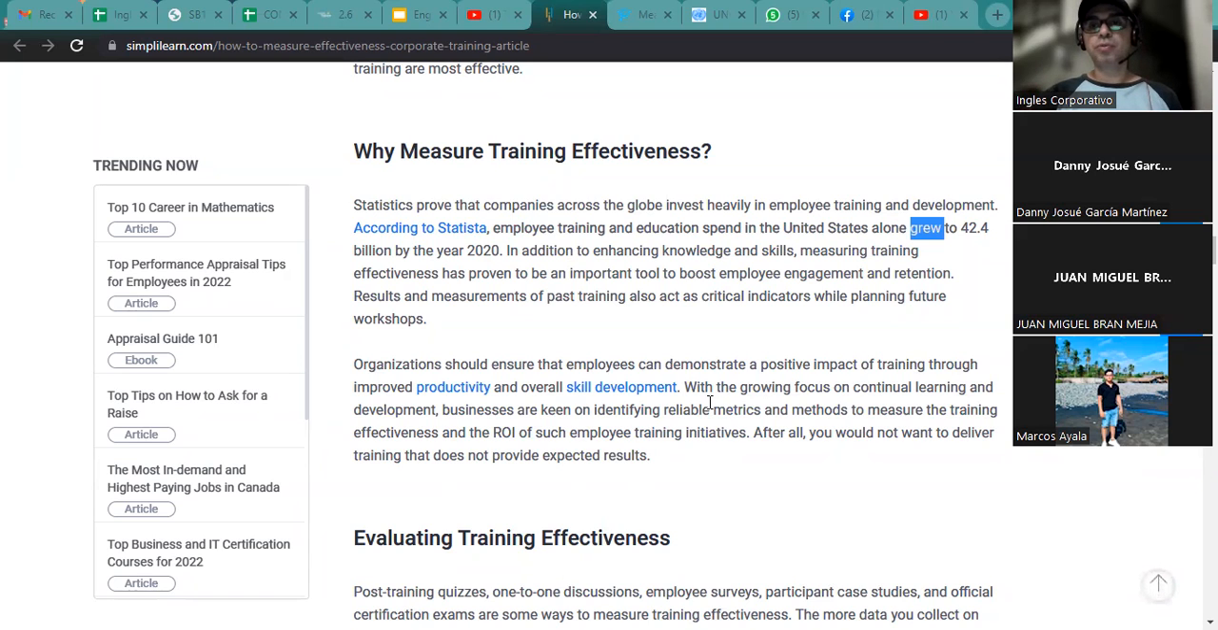$42.4 billion only in one year. Only in training. That is a lot of money. Only in the United States. So that shows how important training is, right? It's something that you must do. I mean, over the year, maybe you have to get at least four or five trainings, right? Let's see, enhancing. What is to enhance?